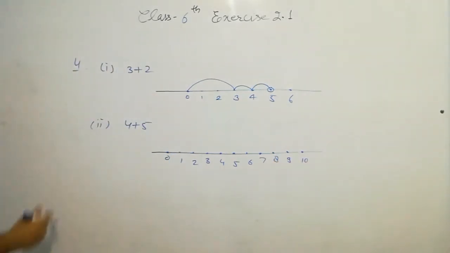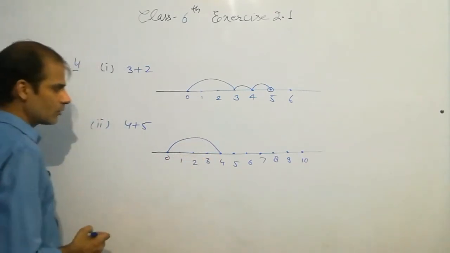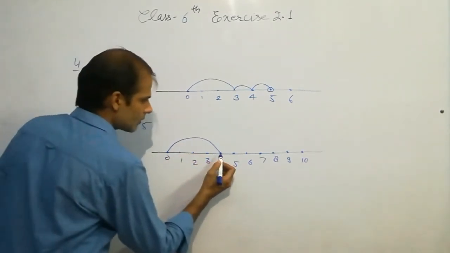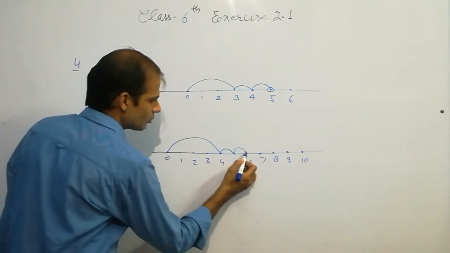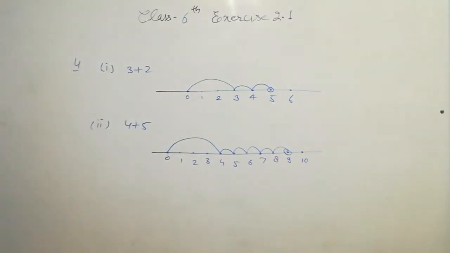It is 4, so start with 0 and reach up to 4, then plus 5. Okay, so plus 5 is 1 2 3 4 and 5. The answer is 9. As you know, 4 plus 5 is 9, and the answers are also given in your book, exercise 2.1. Okay students, note it down.